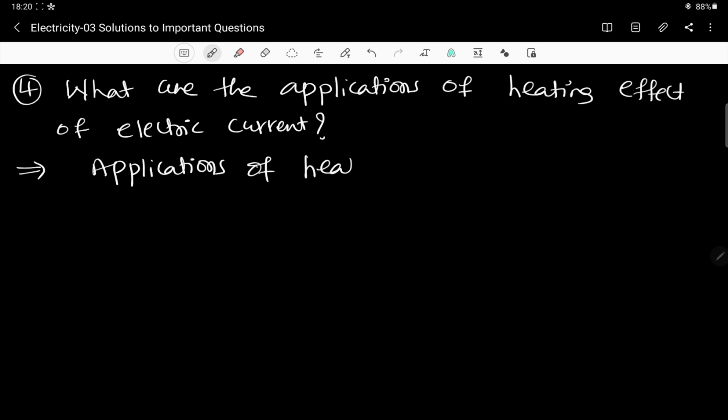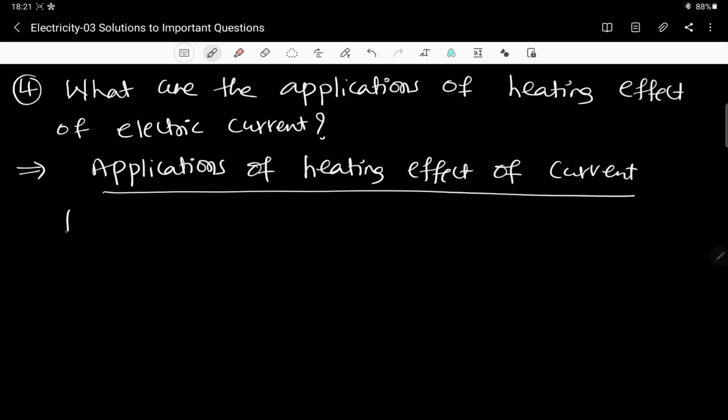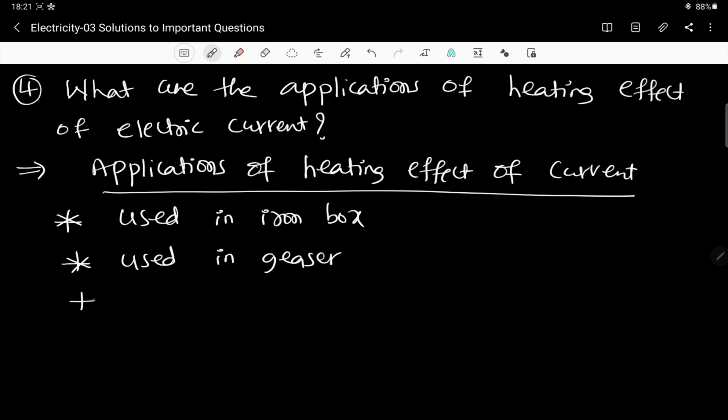Applications of the heating effect of electric current. What are the applications? It is used in an iron box, you know this. Next, it is used in geysers. Then it is used in an electric kettle for making coffee and all, so you can have hot water bedside.